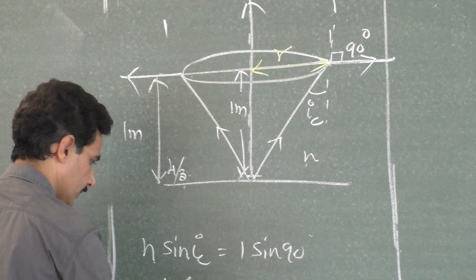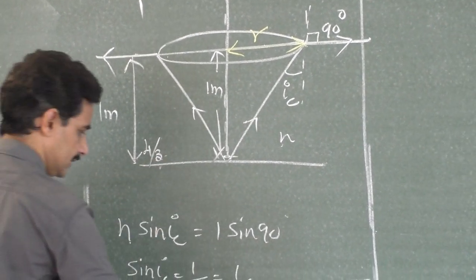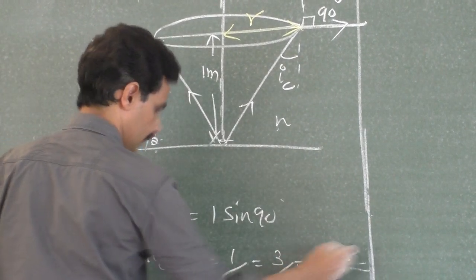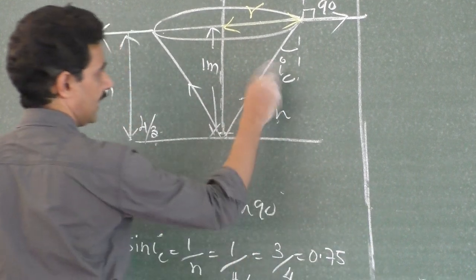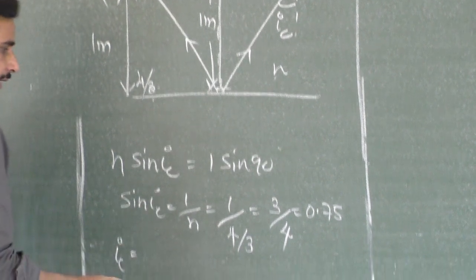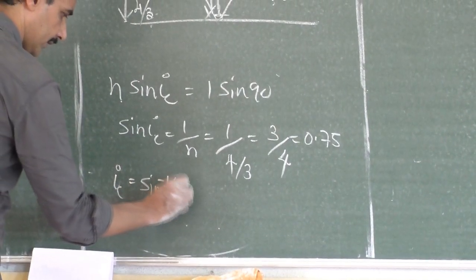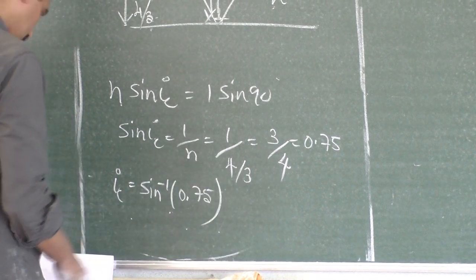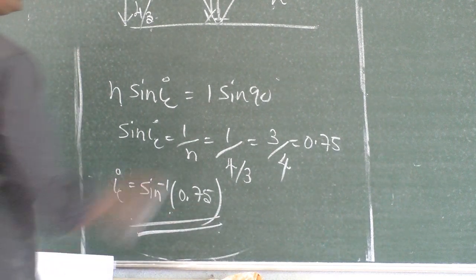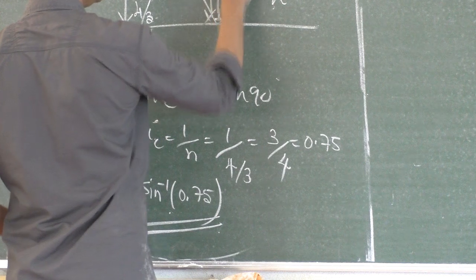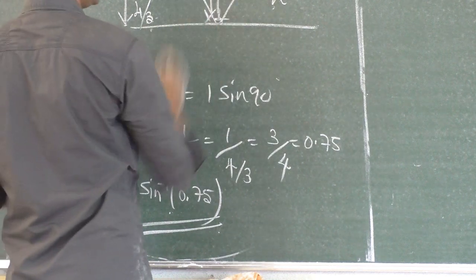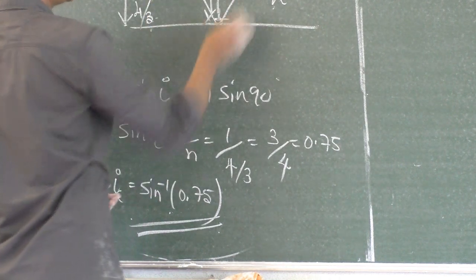Sine IC is equal to 1 by n, that is 1 by 4/3, which is 3/4, that is 0.75. So from the refractive index, you will get the critical angle. What is IC? IC is sine inverse of 0.75. So you need a logarithmic book now, the class table. You have to calculate sine inverse of 0.75. Once you get IC, shall I shift this IC here? Can I do that? Sir, why did you find the critical angle? They are asking you the radius and diameter.